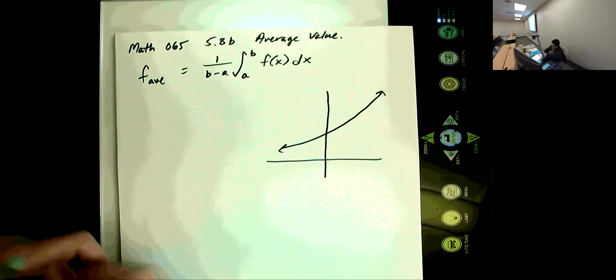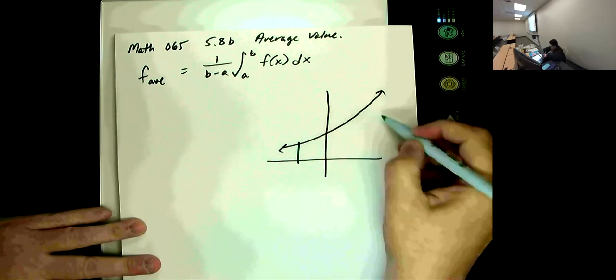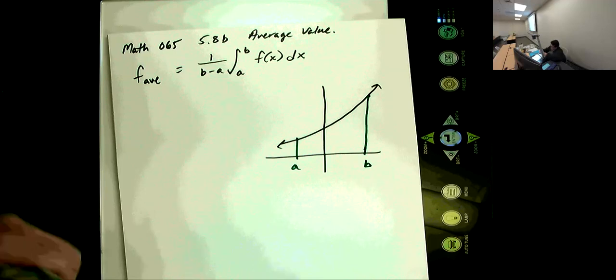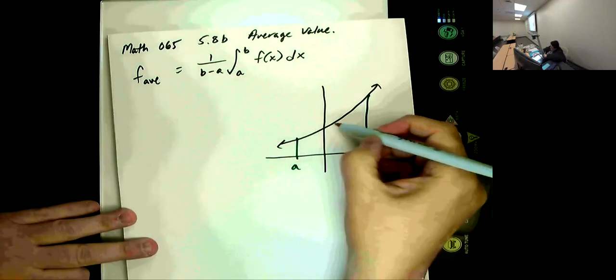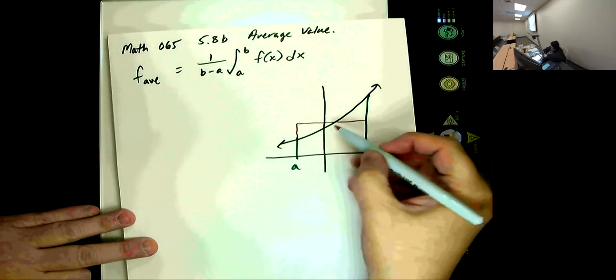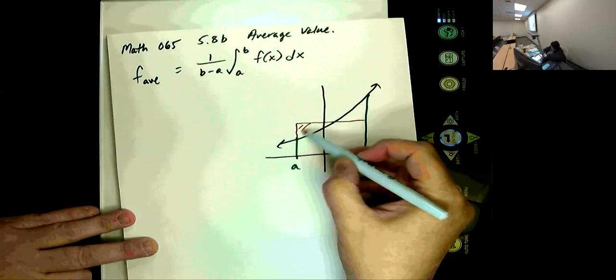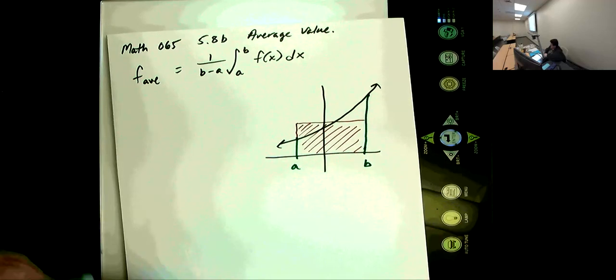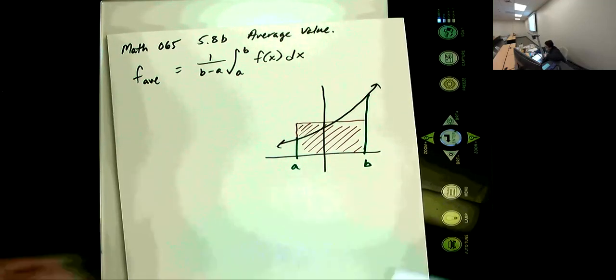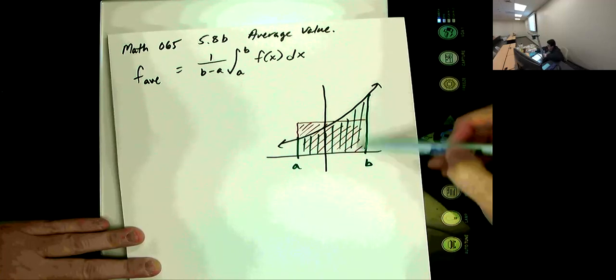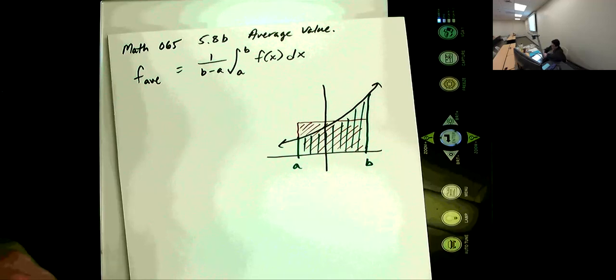So if our function is something like this, and we're integrating from a to b right here, there's some value where if I make a rectangle at that height, the area of the rectangle matches the area under the curve. This height is that f average.